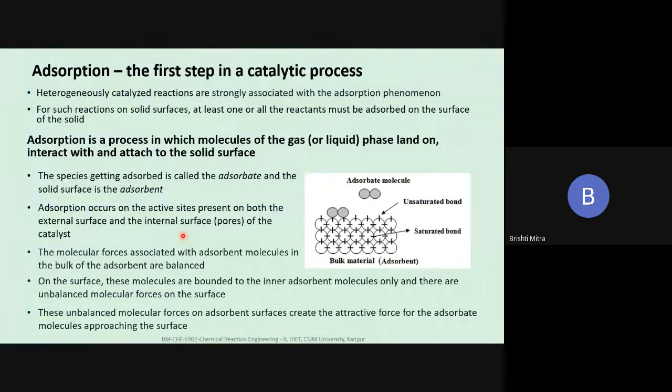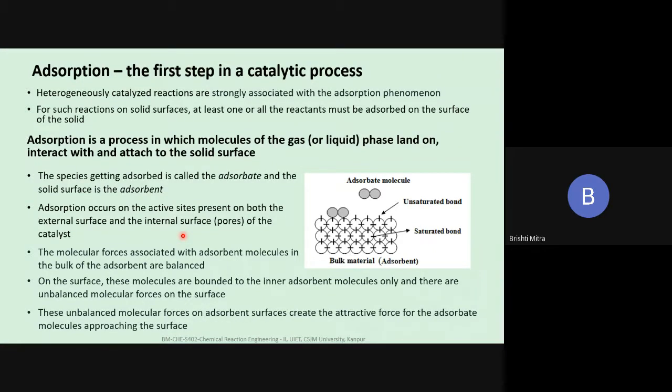But the external surface area is so small compared to the total surface area of the internal pores that we often tend to neglect it. Suppose we have a spherical catalyst with a surface area of, say, 500 square meters per gram. You will see that the internal pores will occupy 99.99% of that, and the rest will be just on the external surface.